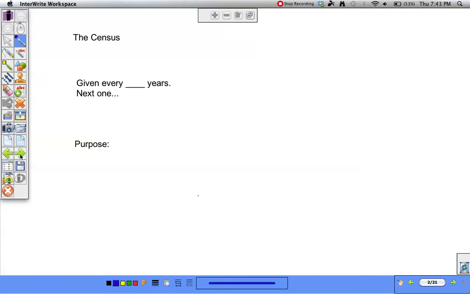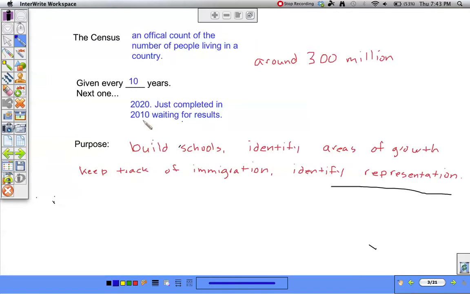What we are talking about, we already kind of know that the census is a count of population that is given in the United States. How often do we take the census, class? That's right, every 10 years. And the last one was held in 2010, so the next one won't be until 2020.